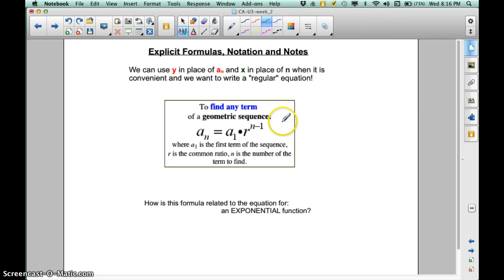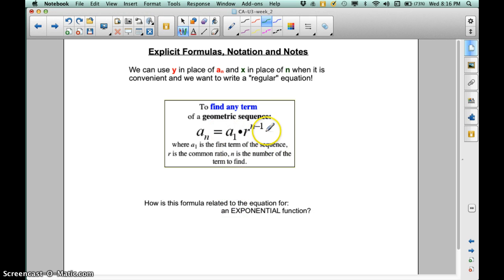All right, the explicit formula. This is the second type of formula. We did this for arithmetic sequences as well. Remember that y is just like the a sub n, and x could be used in place of the n if we needed to write sort of a regular exponential equation. A sub 1, remember that's the first term. The sub number tells you the term number. R is the common ratio, and n is the number of the term.